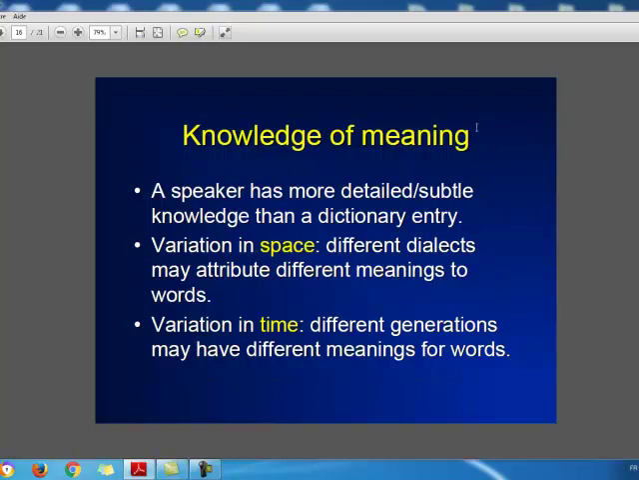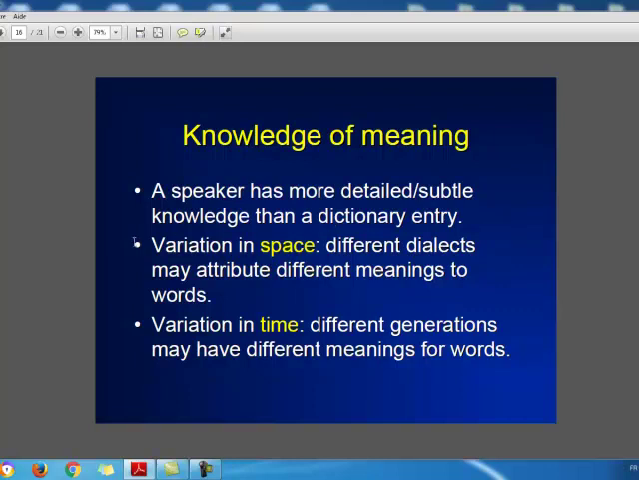Now, another component that we need to store in our mind about words is their meaning. Knowledge of meaning. A speaker has more detailed, subtle knowledge than a dictionary entry. Here we just, if you like, hint at the difference between lexicography and lexicology. Those pieces of information recorded in the dictionary do not actually reflect everything that the native speakers know about their words.